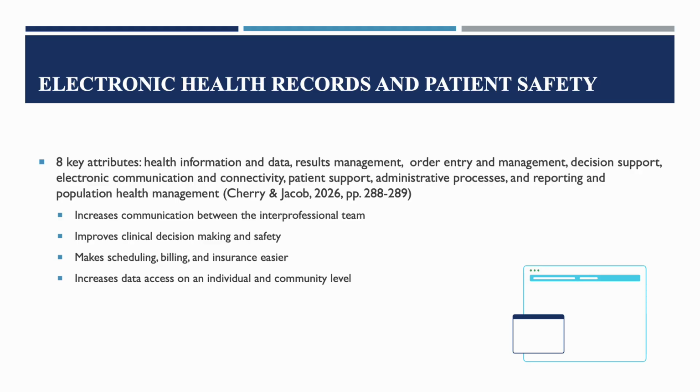Electronic health records and patient safety. Electronic health records have 8 key attributes: health information and data, results management, order entry and management, decision support, electronic communication and connectivity, patient support, administrative processes, and reporting and population health management.